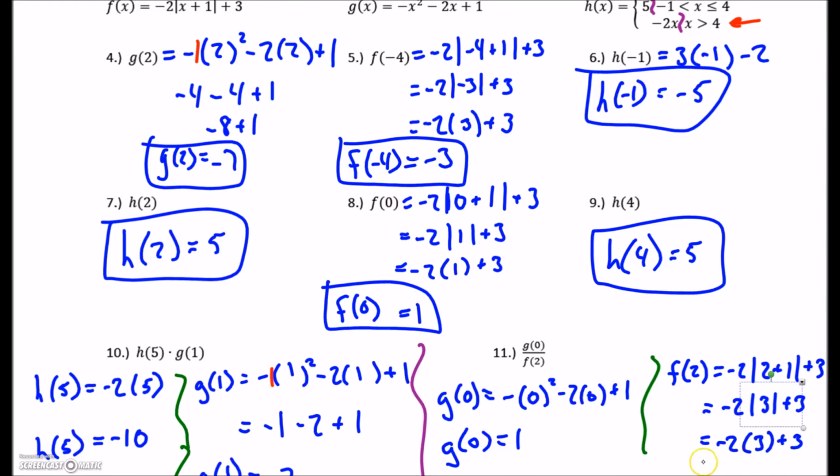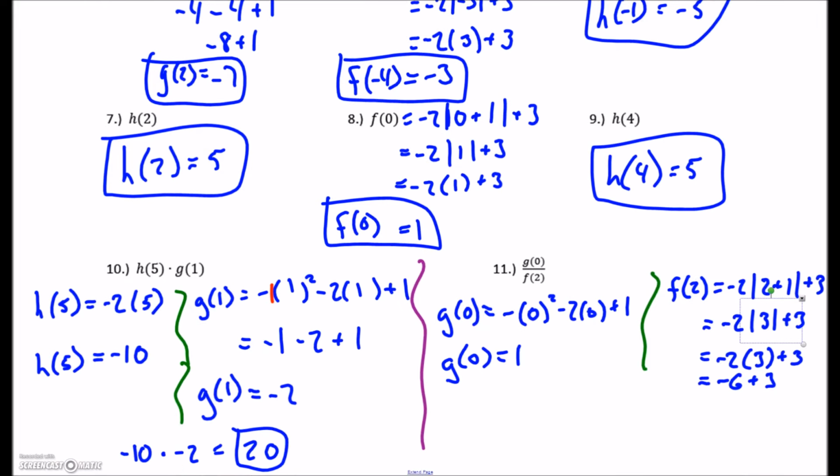So that's going to give me a negative 6 plus 3. If I scroll down just a little bit here, negative 6 plus 3 is just going to be a negative 3. So I find out that f of 2 equals negative 3. But now this asks me to do g of 0, which is the 1, divided by the f of 2, which is negative 3. So when I do that, it gives me a negative 1/3. And that's it. So it's asking me to plug each of these things in, and then it asks me to do one extra operation, which shouldn't be a big deal. Okay?